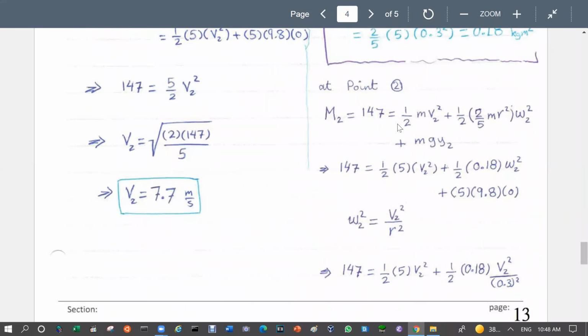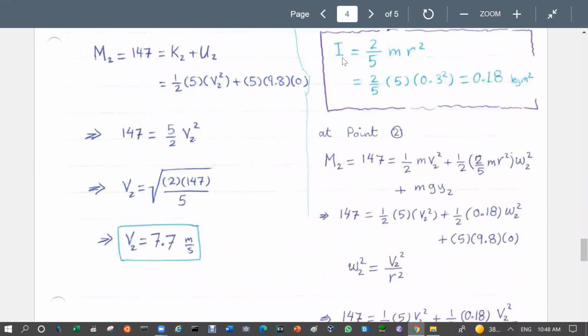So 147 is equal to 1/2 mv squared at point number 2, plus 1/2 times 2/5 mr squared, which is I, we just found it, multiplied by omega squared, plus mgy. This term is 0 because we are at the 0th level. Look, it is 0 y. Okay.